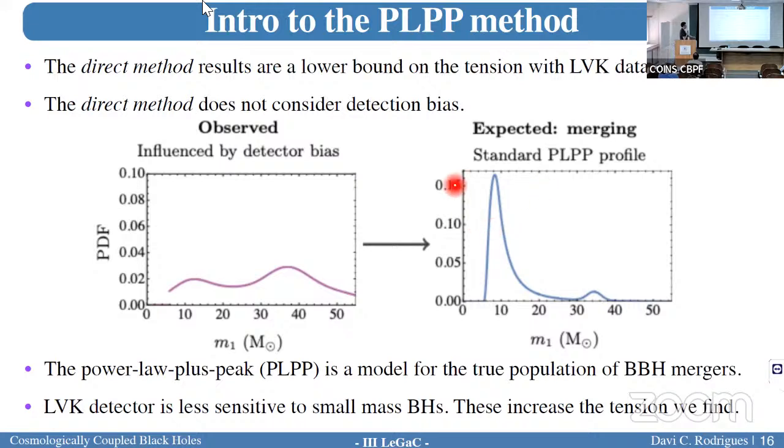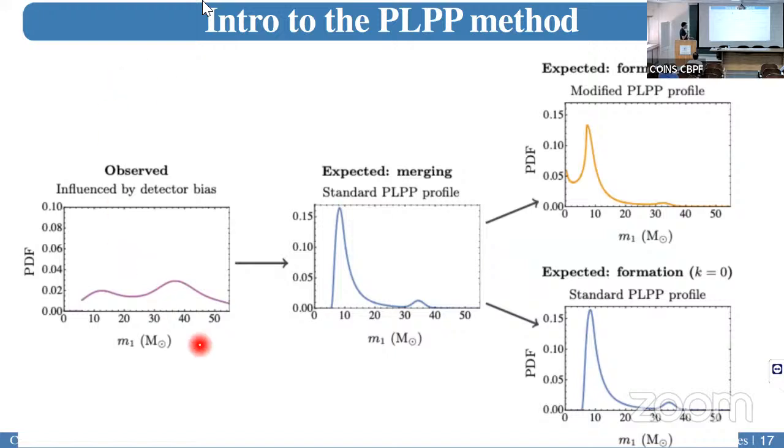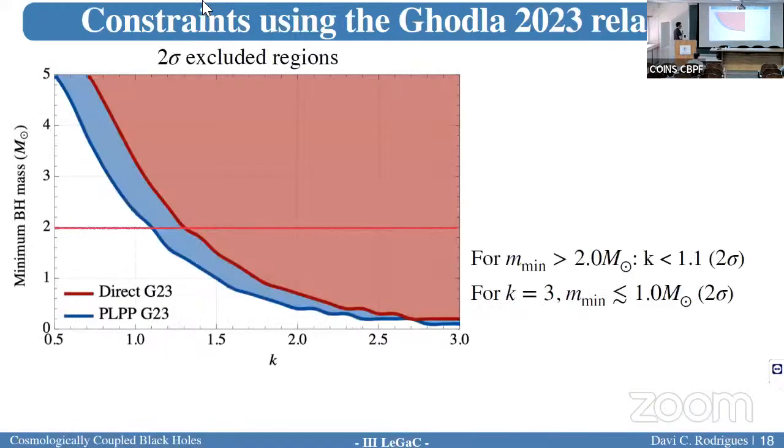So the idea is that you can use this population also to put constraints on this cosmological coupling. This is the population observed, and this is the expected population. By the way, this is the PLPP profile, the power law plus peak profile, which is a well-known profile within the binary black hole community. If there is no cosmological coupling, the distribution of mass of these binary black holes should be exactly the same as the PLPP. But if there is cosmological coupling, the distribution of mass should be different, deformed. Here is an example of one of the things that we find. The initial masses include many black holes that will have a mass below 2, close to 0. I'm skipping many of the technical details and going straight to the conclusions.